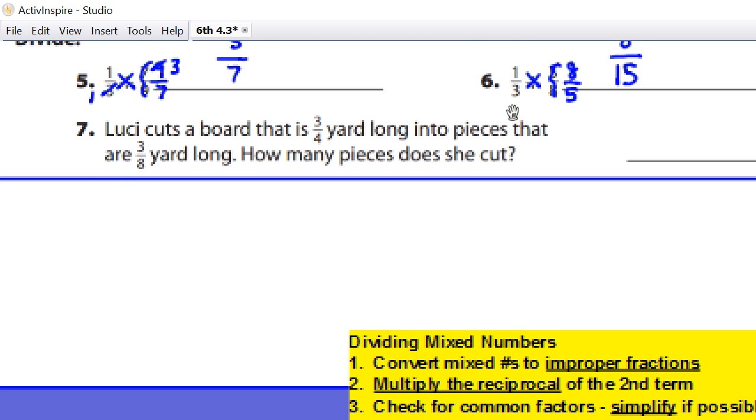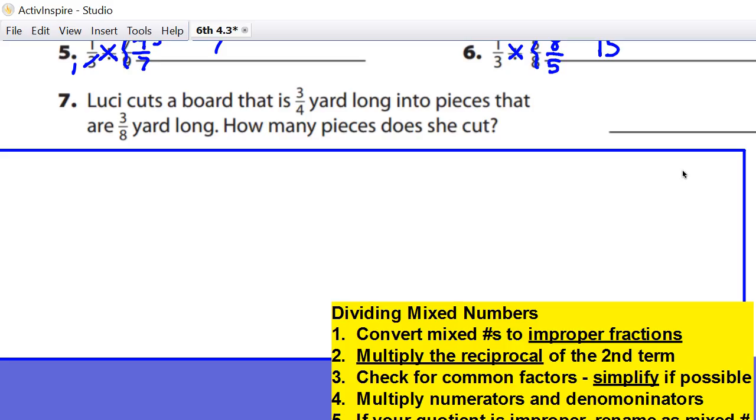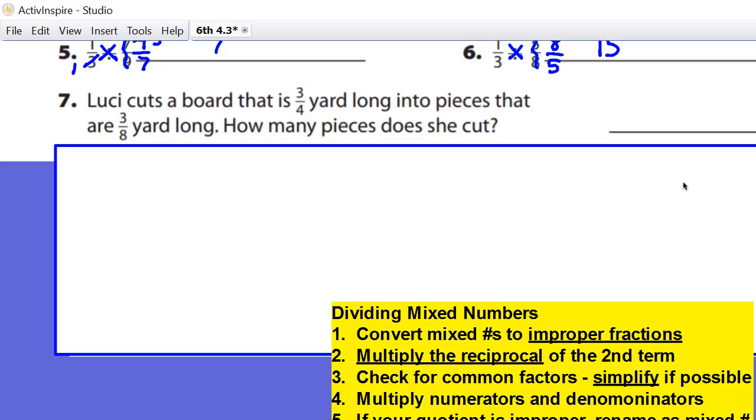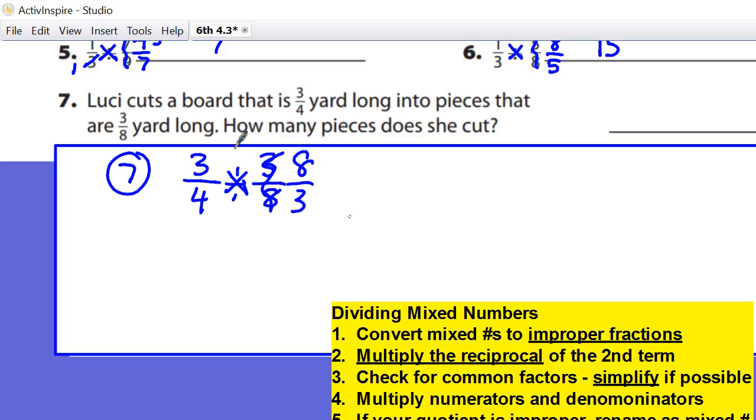Number 7 is a word problem. Lori cuts a board that is 3/4 yards long into pieces that are 3/8 yards long. How many pieces does she cut? So your total length that you start with is 3/4 of a yard, and you're going to divide that into pieces that are 3/8 of a yard. So that is 3/4 divided by 3/8. Again, going through your checklist, the first thing is to rewrite this as a multiplication of the reciprocal of the second term. And so 3/8 gets rewritten as its reciprocal of 8 over 3.